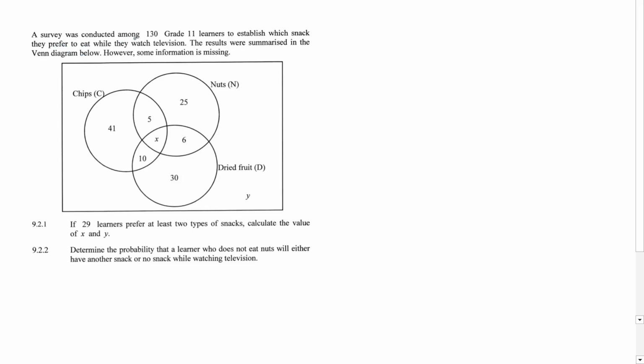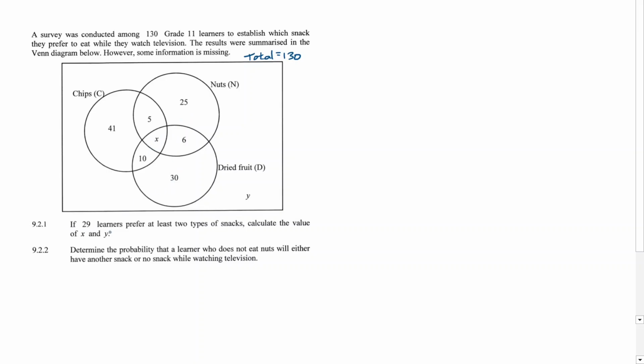A survey was conducted among 130 grade 11 learners. So I like to put the total at the top here to establish which snack they prefer to eat while they watch television. The results are summarized below. So you can see these ones here on the outs in the big section represent only. So 41 people only like chips, whereas 6 people, this would represent nuts and dried fruit, but not chips.